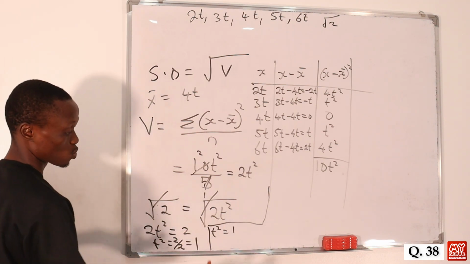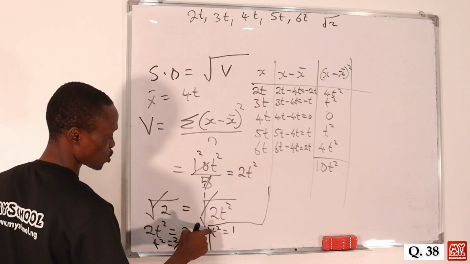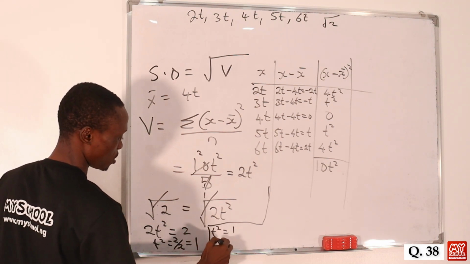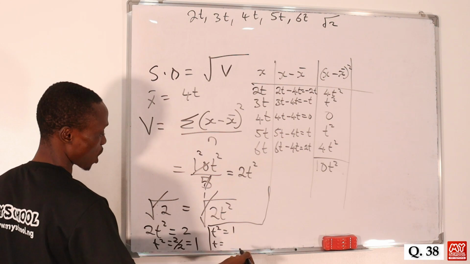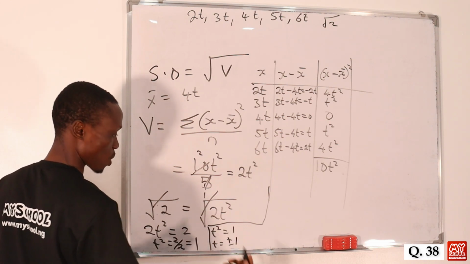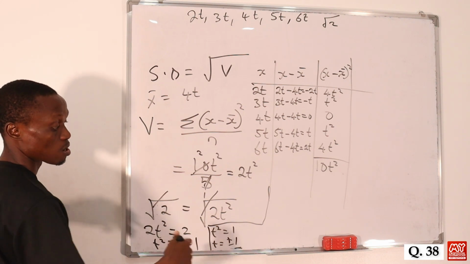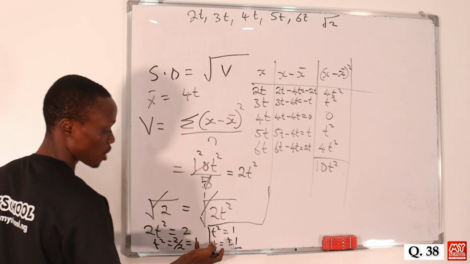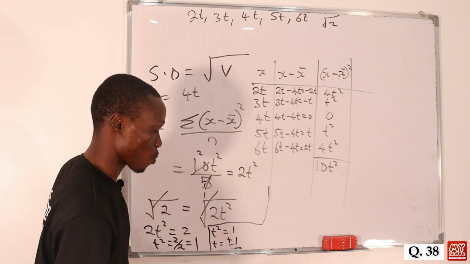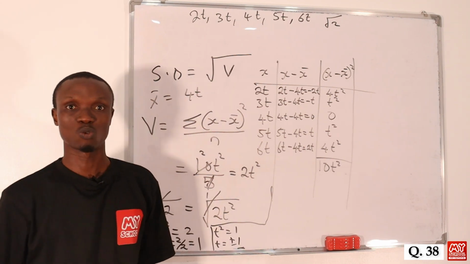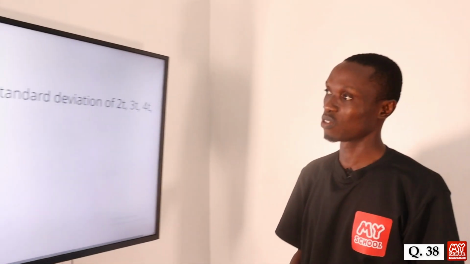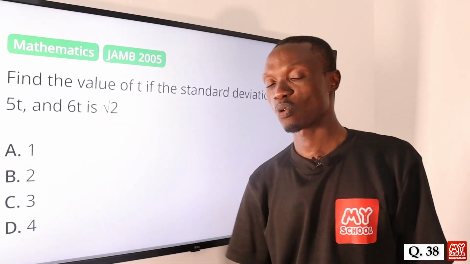So we simply take the square root of both sides. So if we take the square root of t squared, we'll have t, and if we take the square root of 1, we'll be having plus and minus 1. Okay, but in this case, I think we only need a positive value of t, which is plus 1. So the value of t is equal to 1. So let's move over to the screen to pick the correct answer to this question, and that is option A, 1.